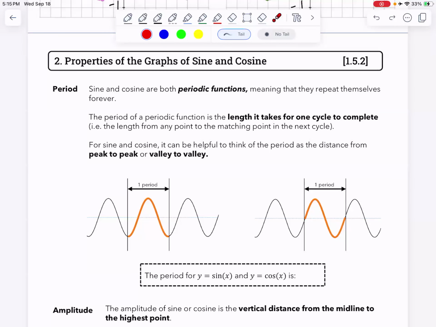All right, properties of the graphs of sine and cosine. There's quite a few pages of this. We're going to go through and talk about all the different properties.